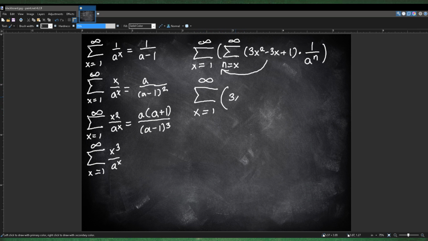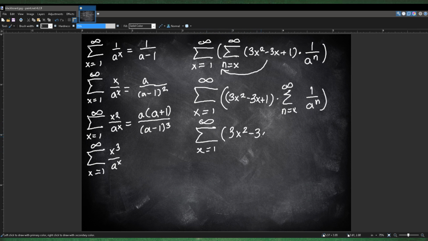So we have 3x squared minus 3x plus 1, and then that is times the summation to infinity, a to the power n. Sorry, that doesn't look like a summation. I kind of write my summations like e's. And then we have x equals 1. Okay, 3x squared minus 3x plus 1.